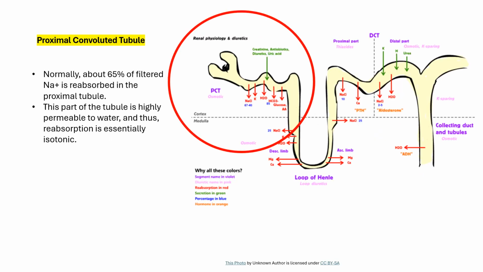Proximal convoluted tubule. Normally, 65% of the filtered sodium is reabsorbed in this PCT. However, this part of the tubule is also highly permeable to water, and thus reabsorption in this unit is essentially isotonic.